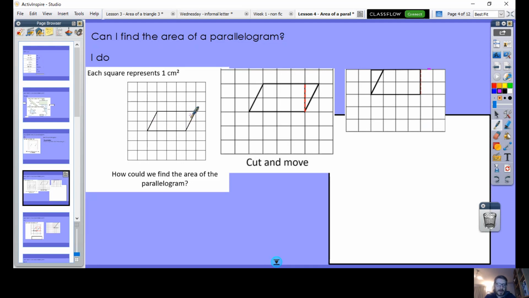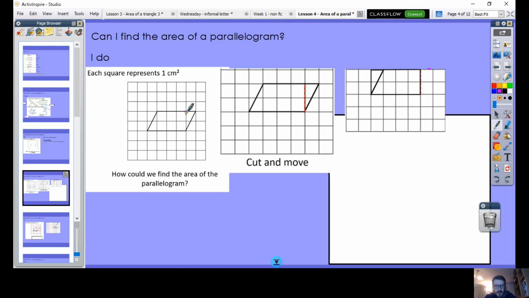I know that it's taking up some of these two squares. This is over half, this is less than half, but I don't know exactly how much, and we're trying to calculate the exact area of these shapes. So what can I do? Well, I can manipulate the shape and turn it into a rectangle.